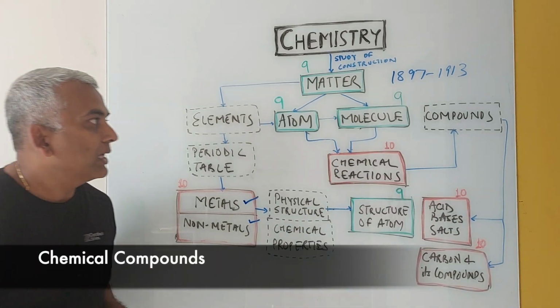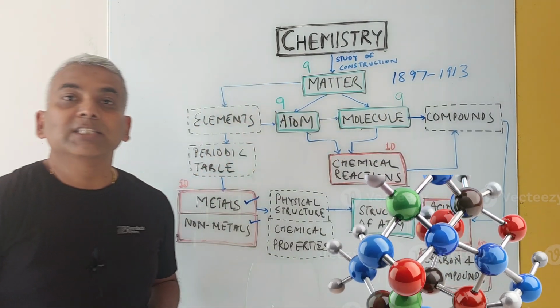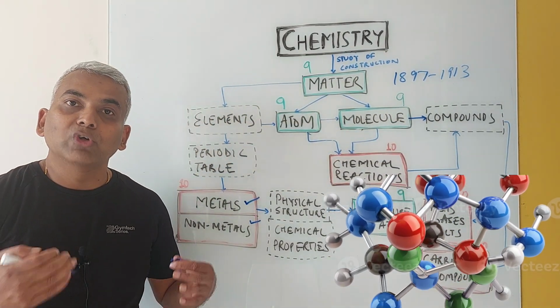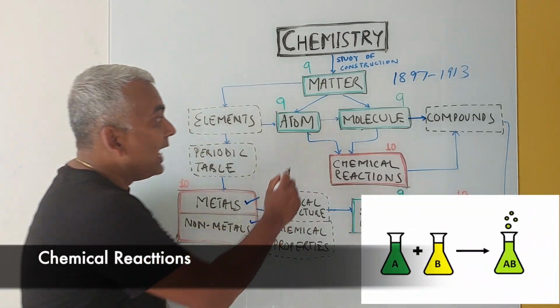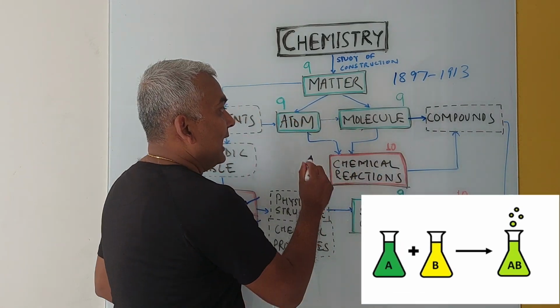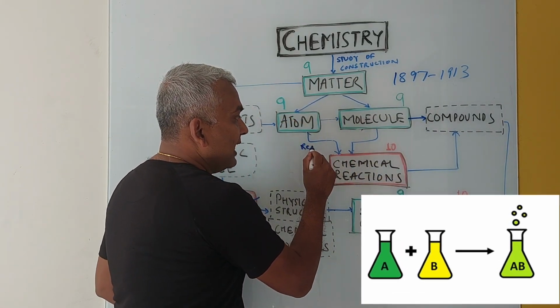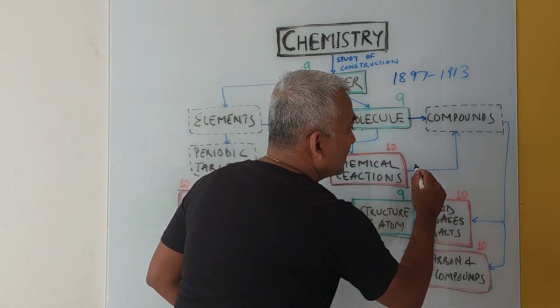We study about chemical compounds, which is a bunch of molecules where each molecule is made up of different kinds of atoms joining forces. We study about chemical reactions, where atoms or molecules combine to form compounds. Atoms and molecules are referred to as reactants, and the newly formed compound is called products.